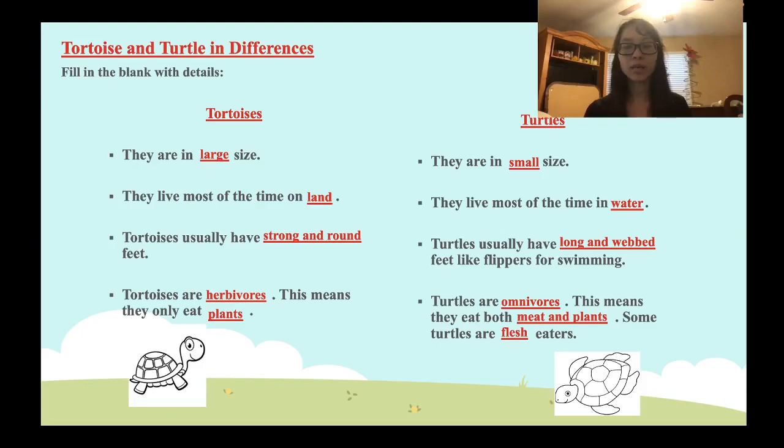For the turtle, they are small in size. They live most of the time in water. Turtles usually have long and webbed feet like flippers for swimming. Turtles are omnivores. This means they eat both meat and plants. Some turtles are flesh eaters. And after you finish, you can color your tortoise brown and turtles green. Use the crayons I gave you. Okay.